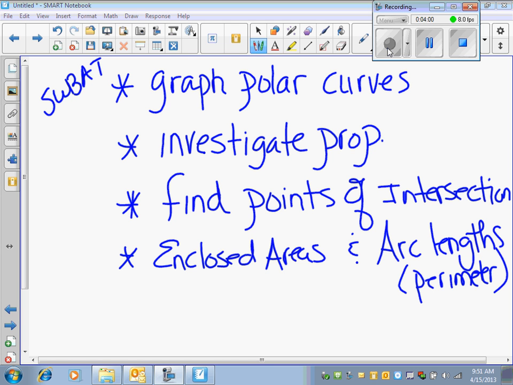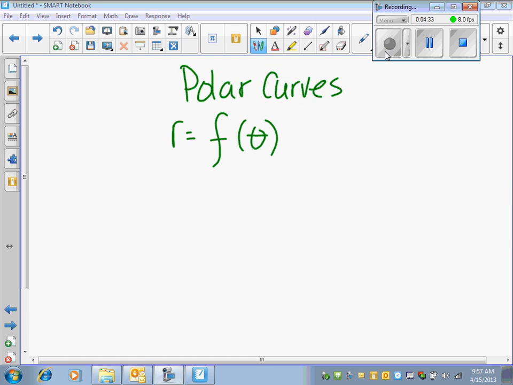All right, your objective this week is to graph polar curves, to investigate their properties. We'll have curves sometimes where you'll have to find the points of intersection, which is going to be straightforward: put it in the calculator, y1, y2, see what it intersects. We're going to be able to find the area of enclosed portions of the polar graph. Integration, hint. We're going to be able to find arc lengths, perimeter, the outside of the loops. Polar curves are going to be represented like this: r is equal to f of theta.